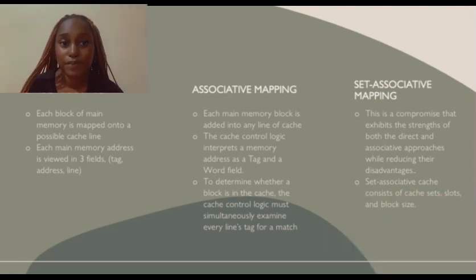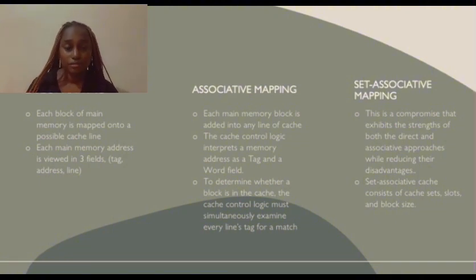Associative mapping. Here, one main memory block is assigned to any cache line. The address is viewed in two fields: a tag and a word. To determine whether the main memory block is in cache, every cache line's tag is examined for a match.